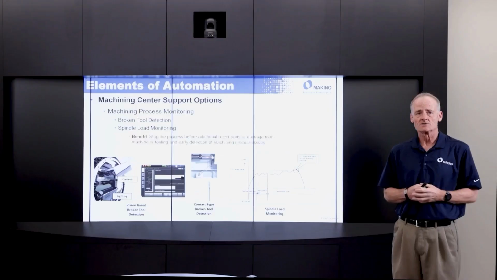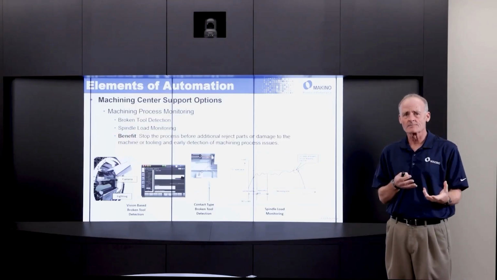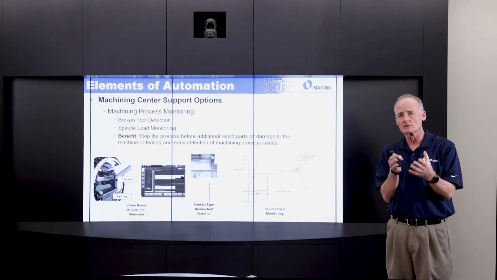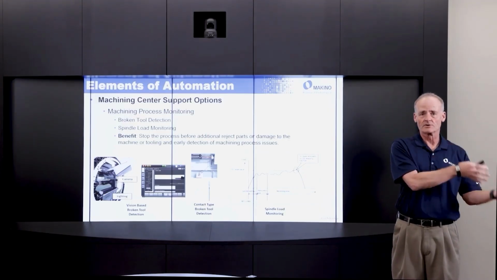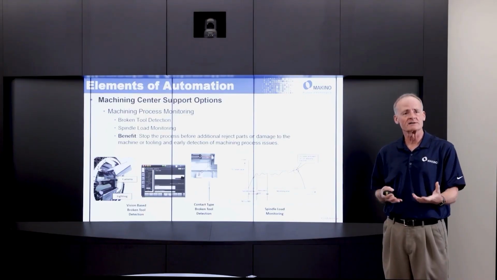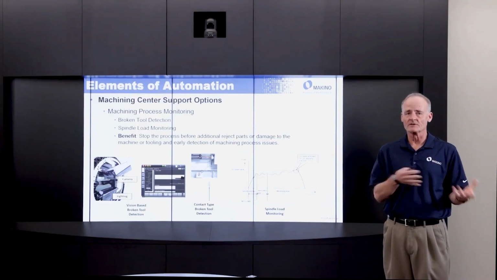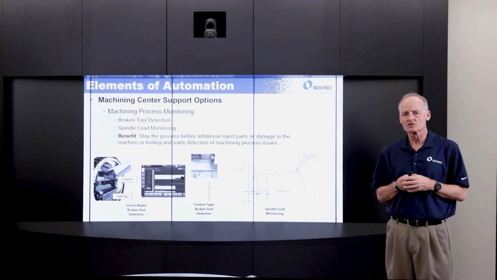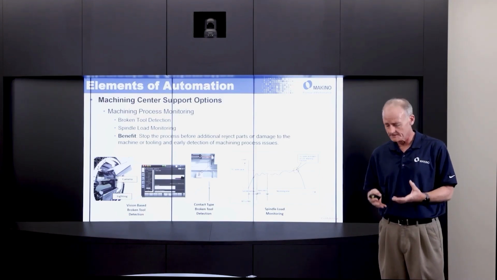The other option that we've got is spindle load monitoring. So you can teach the machine, as it monitors spindle load, what that load characteristic should be throughout the course of machining that part. So the benefit here is that you're monitoring that process. You're going to find out if you can maybe correct it before you start to produce reject parts, or you can make sure you're not damaging any of your tooling or something on the machine, and get early detection of issues within that machining process.